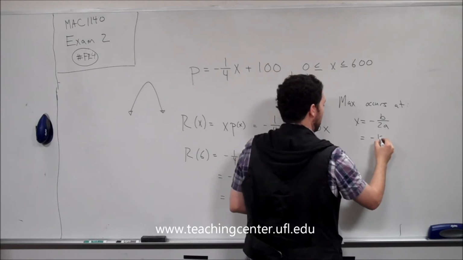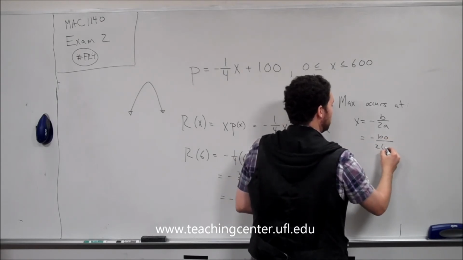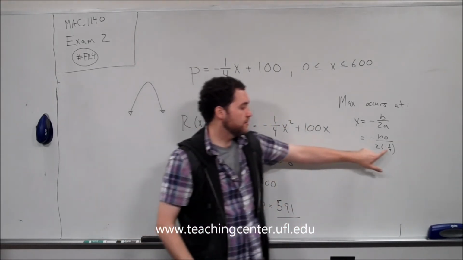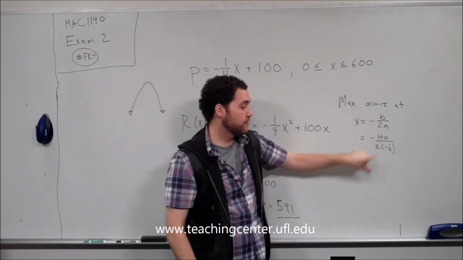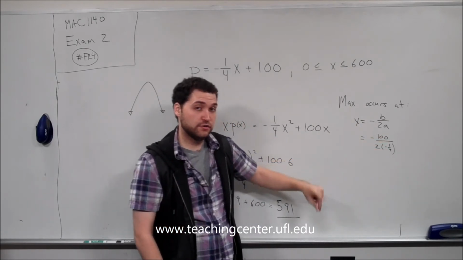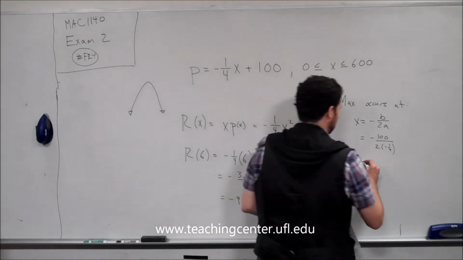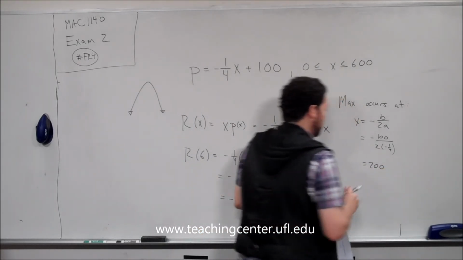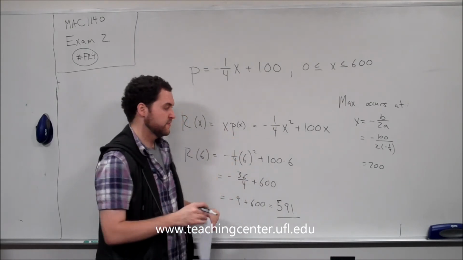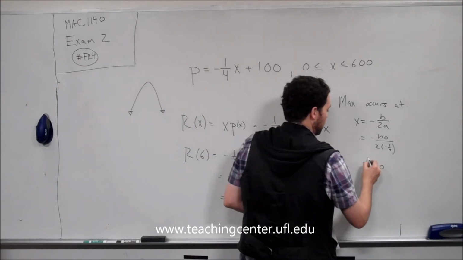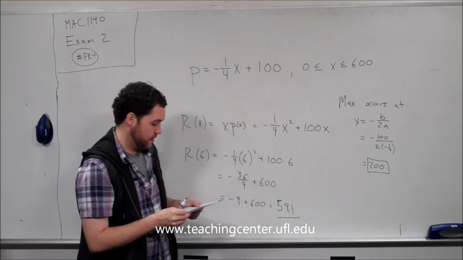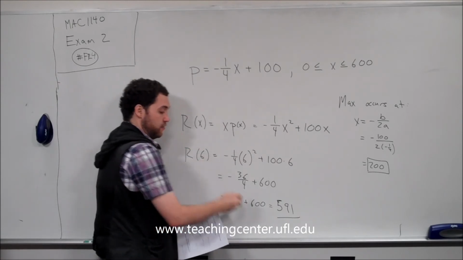So it's minus 100 over 2 times negative 1/4. So then 2 times negative 1/4 is negative 1/2. The negatives are going to cancel out, so you'll just have 100 divided by 1/2. You can flip that 1/2 around, so it's actually 2 times 100, and it gives you 200. So that means you need to sell 200 units in order to maximize your revenue. So that's the answer to part C. So this was your answer to part A, and this was your answer to part B.